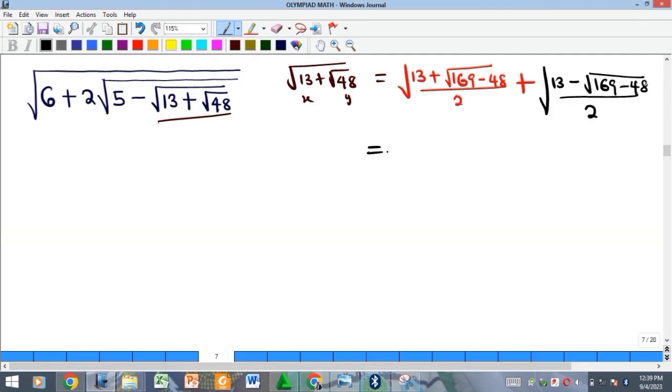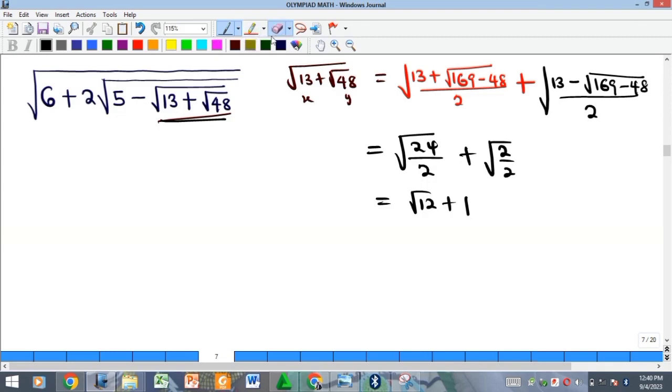So here, the square root of 169 minus 48 will give us 121, and the square root of 121 is 11. So we'll have 13 plus 11, which is 24, over 2. Then we have plus the square root of 13 minus 11, which is 2 over 2. Okay, so from here we are going to get the square root of 12 plus 1. That is the whole of this.